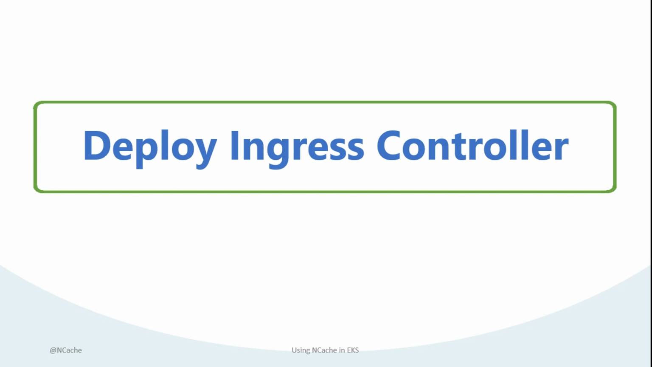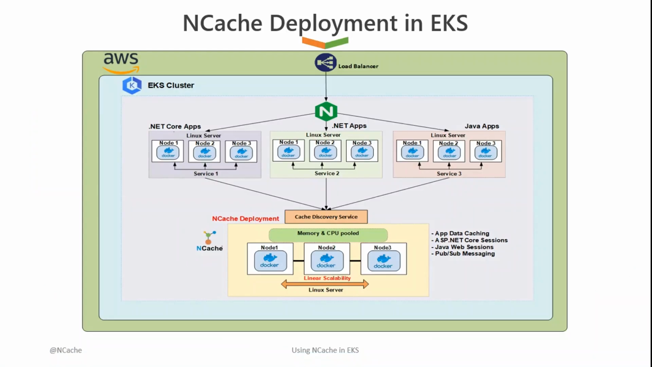The first thing I'm going to do is deploy the Kubernetes resources required for the Ingress controller. Coming over to the architecture diagram, the Ingress controller shown over here will be used to implement the Ingress resource that we will deploy later on. In our demonstration, we are using the NCache Ingress controller because of its popularity.